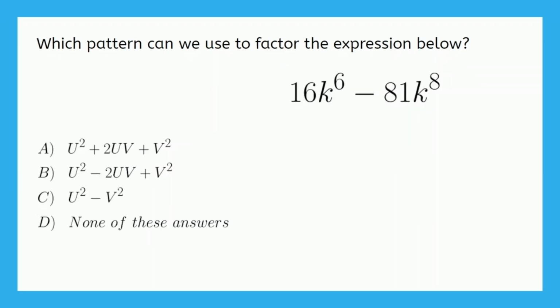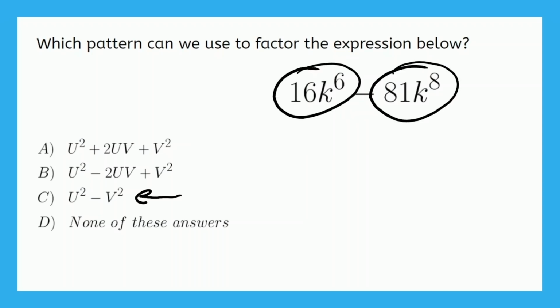Now this type of example is even easier because we only have 2 terms. If we have 2 terms and we have a minus right here, we know that our candidate answer will be C. If this first term and this second term are both perfect squares, then we know that C will be the answer.